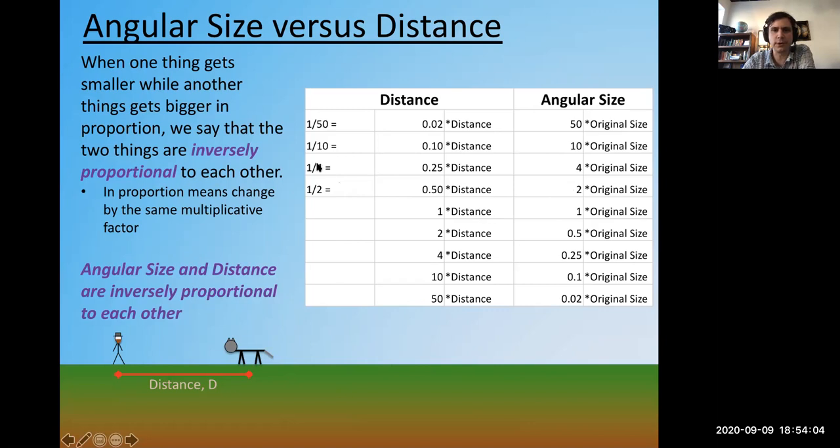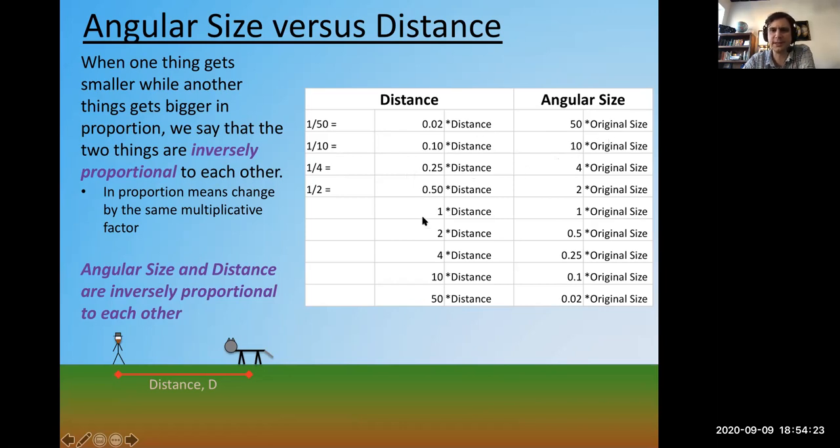If it was 1/4 the distance, 0.25 times the distance, it would appear to be 4 times the size. Factor 4, so multiply by 4, divide by 4. 1/10 the distance, 0.1. So divide by 10, multiply by 10. So it would appear to be 10 times larger, and so on and so forth.